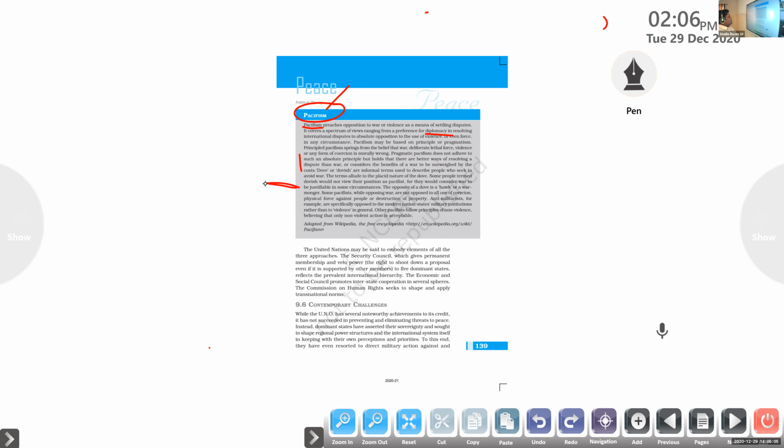Some pacifists, while opposing war, are not opposed to all use of coercion, physical force against people, or destruction of property. Militarists, for example, are specifically opposed to the modern nation states. So the pacifists are against the militarized countries. Basically, they are against war. Even they are against the military, so military institutions rather than violence in general. Other pacifists follow principles of non-violence, believing that only non-violent action is acceptable. So this is the term pacifism. Clear? Basically, they are against war. Clear? Okay. Now we are moving to the next topic, 9.6, contemporary challenges.